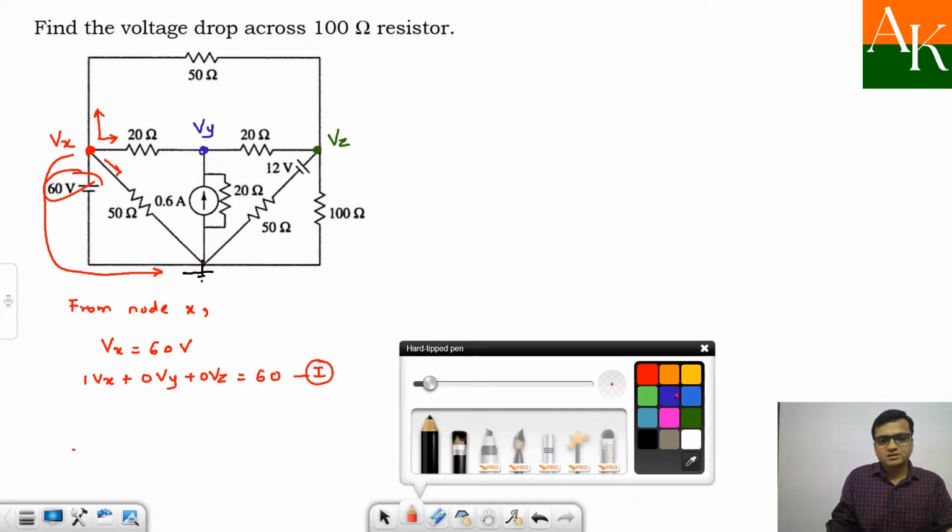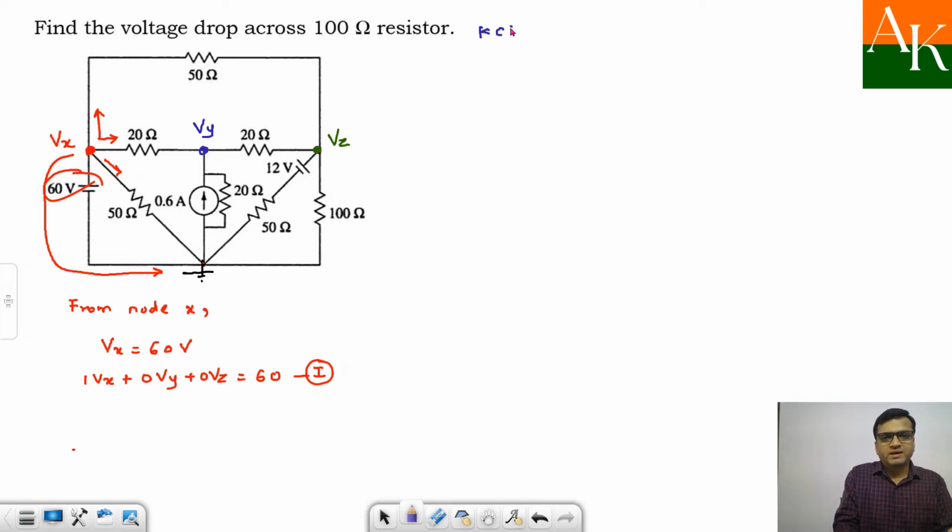The second equation we obtain by applying KCL at node Y. Summation of outgoing current at node Y is equal to summation of incoming current at node Y. 1, 2, 3 and 4, 4 branches are connected to node Y. And out of those 4 branches, in one of the branches there is a current source that is 0.6 ampere and it is moving towards Y. So this is the incoming current, so I will write on the right hand side. So 0.6 ampere is the current over here.